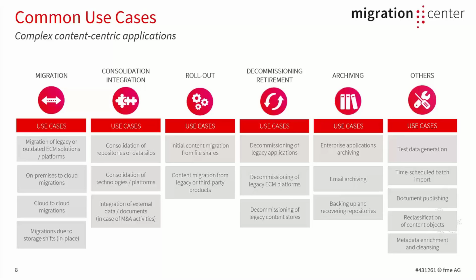We do consolidation and integration. We do rollout and initial content migration from file shares. We do content migration from legacy or third-party products. We do decommissioning and retirement, so at the end you can save money by decommissioning your old system and bringing everything into the new system. Archiving: when you migrate your data into a new system, why not archive a part of it, so you can split the data throughout the migration. We can also do email archiving, backup and recovering repositories.